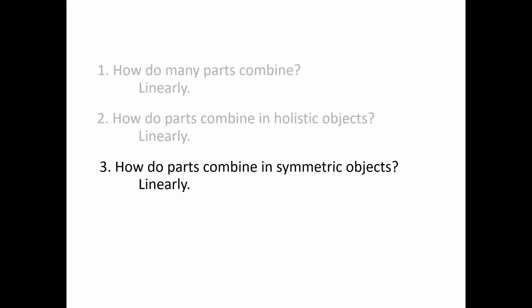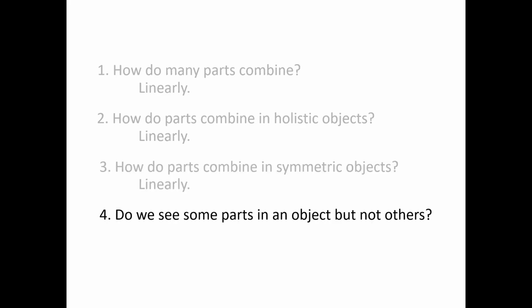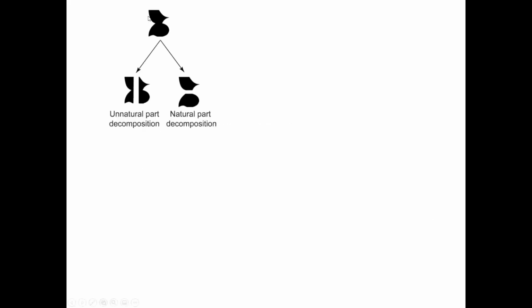So another question that we also asked based on the same sort of theme is to say, do we see some parts in an object but not others? And so let me walk you through this idea. You take this object out here. You have this intuitive notion that somehow this object contains these two parts, and we call this a natural part decomposition. On the other hand, this object can also be thought of as broken down in a vertical cut. That is, you can cut the two parts in a vertical way. And this we would call an unnatural decomposition.